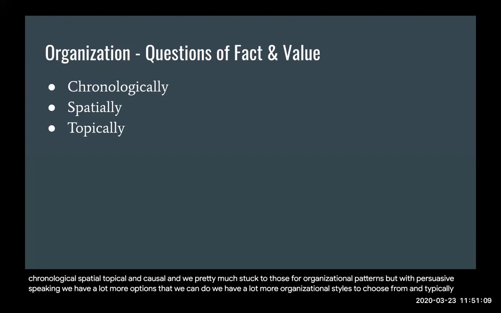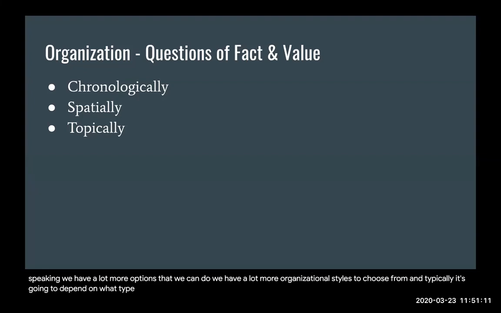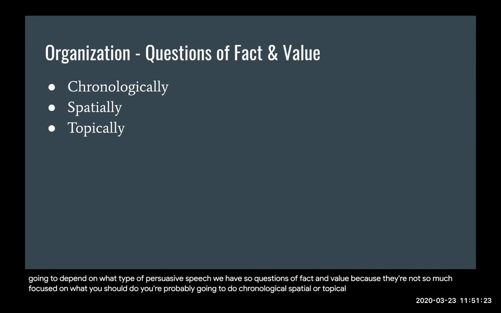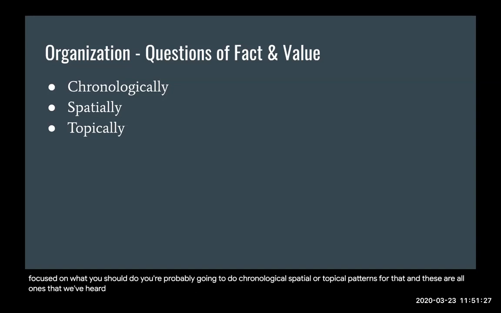And typically, it's going to depend on what type of persuasive speech we have. So questions of fact and value, because they're not so much focused on what you should do, you're probably going to do chronological, spatial, or topical patterns for that. And these are all ones that we've heard of before. Chronological is organizing by time, spatial organizing by space, and topical organizing by topics.